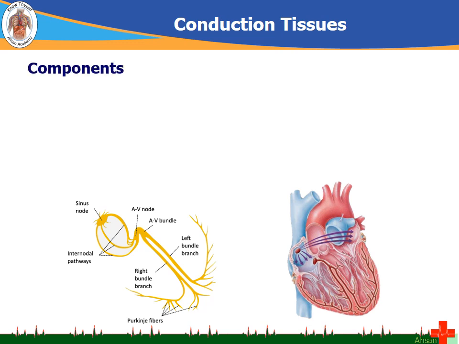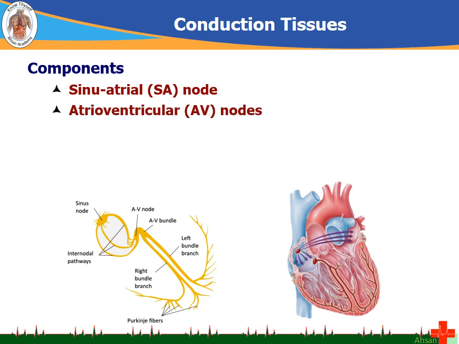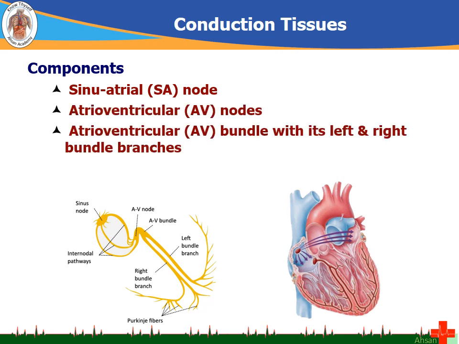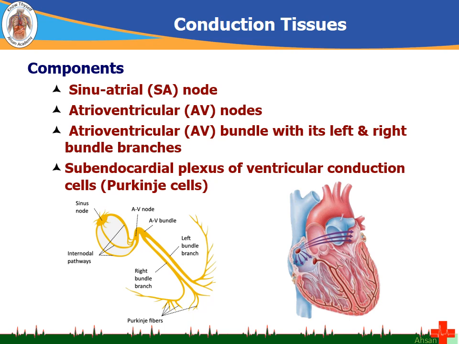The conducting system of the heart comprises the SA node, meaning sinoatrial node, the AV node, meaning atrioventricular node, the AV bundle with its bundle branches, and the subendocardial plexus of ventricular conducting cells. These are also known as Purkinje cells or Purkinje fibers. Each will be discussed subsequently.